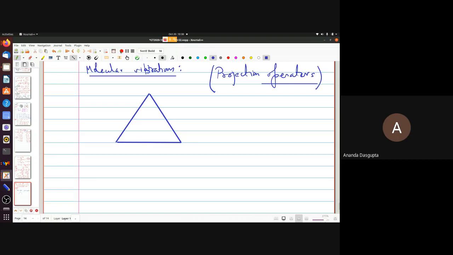So wouldn't a triangle be easier than a squarene because it has fewer vertices and all? Well, actually, the representation matrices are more complicated because of all these cos 60, sin 60 which comes in. So it's really not true that a trianguline will be easier than a squarene.